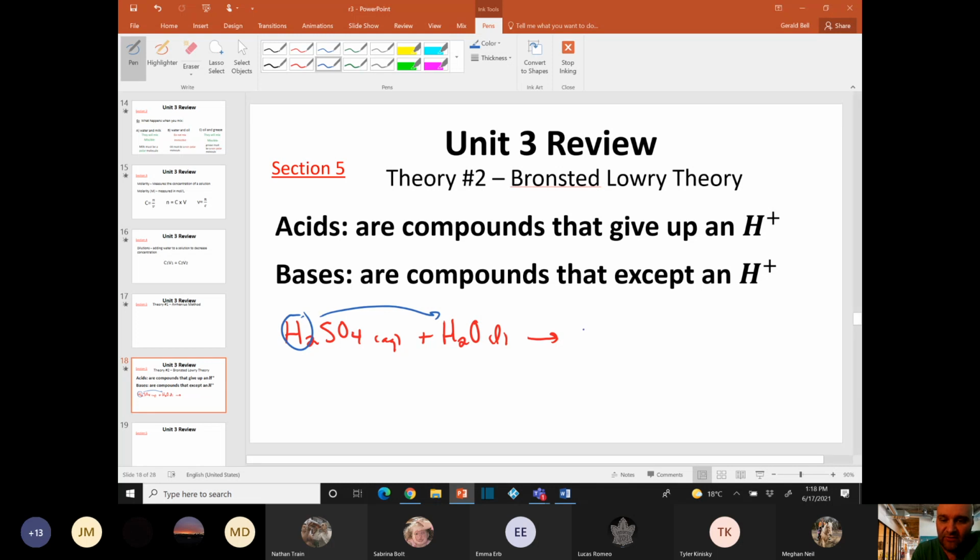So what do we have left? Well, we still have a hydrogen because there were 2, now we're down to 1. And we still have that SO4, and it's in the aqueous state. Now the molecule H2SO4 started neutral. We took away a positive. Well, it must have a negative charge now.